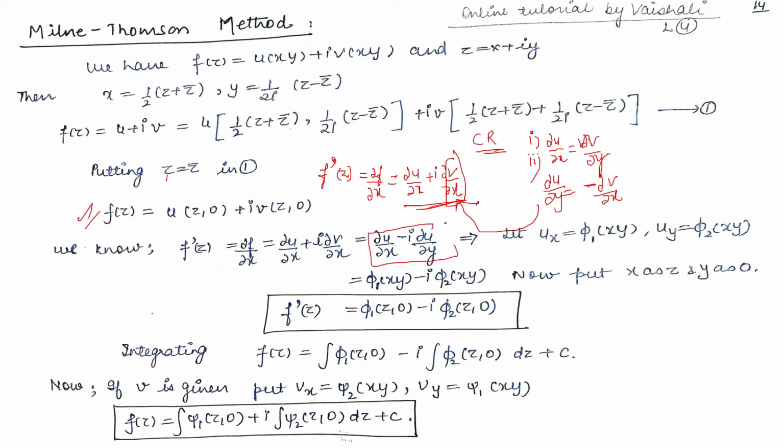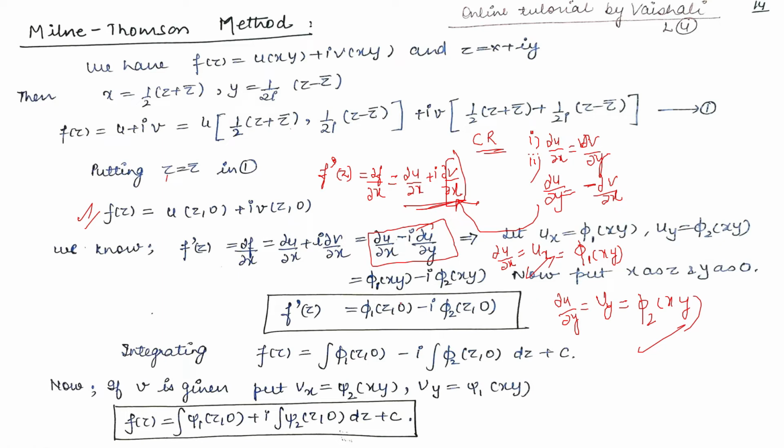I hope this is clear. And we know del u upon del x can be represented in short notation as u with subscript x, and we assume that u_x is equal to phi 1 of x, y. We just assumed it. Similarly, del u upon del y can be represented as u with subscript y, and it can be assumed as phi 2 of x comma y. I hope this too is clear.